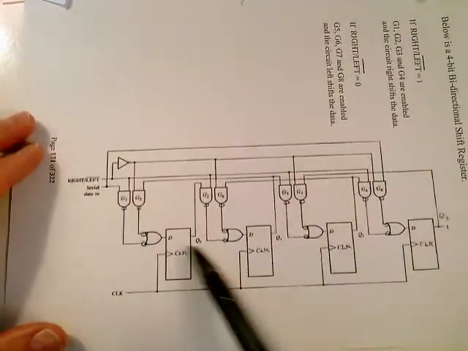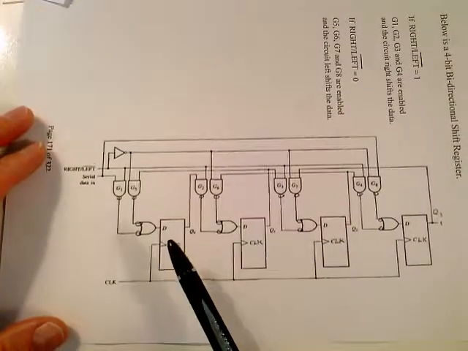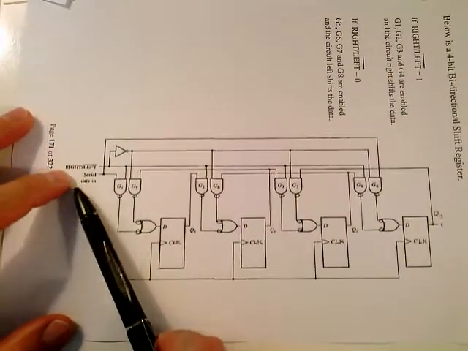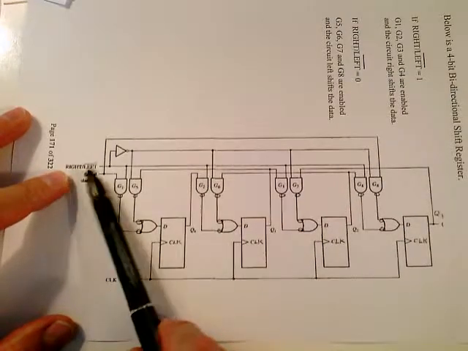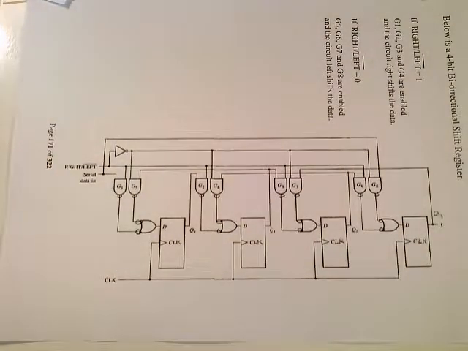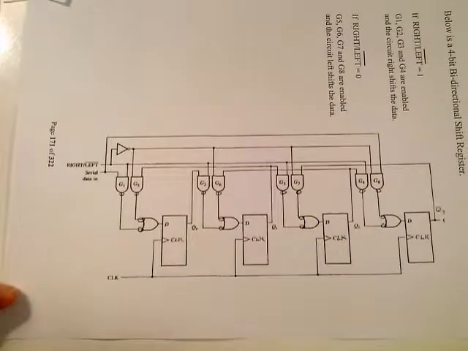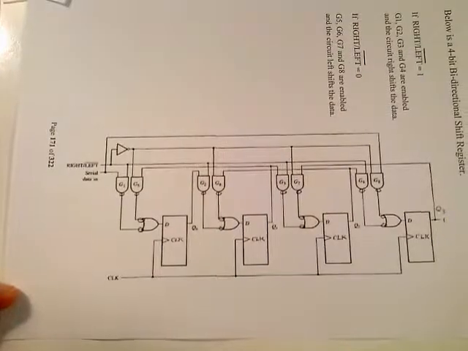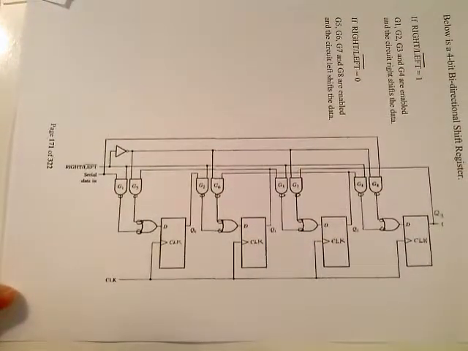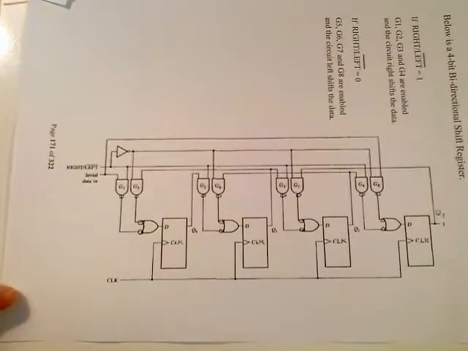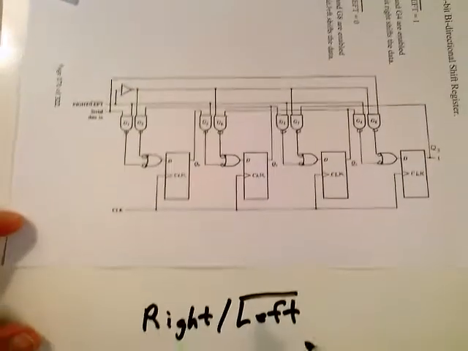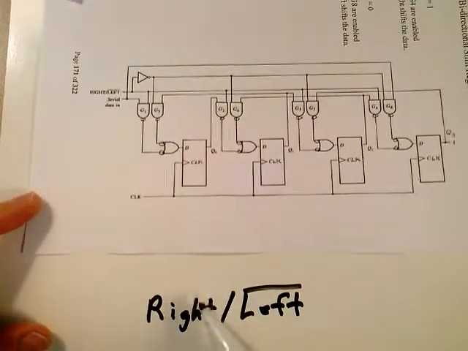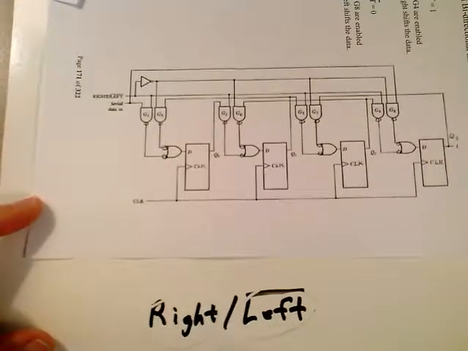On page 171, if you take a look here, we've got a 4-bit bidirectional shift register. Here's your control signal, right slash left bar. That's a signature there. When it's high, it's shifting right. When it's low, it's shifting left.